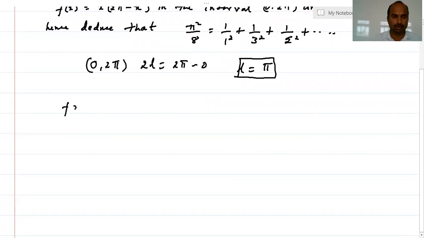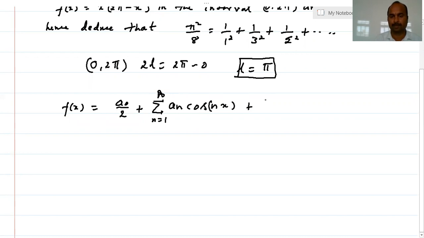Before that, the Fourier series expansion is given by f of x is equal to a naught by 2 plus summation n equals 1 to infinity an cos nx plus summation n equals 1 to infinity bn sin nx. So now I will find the constants a naught, an and bn.